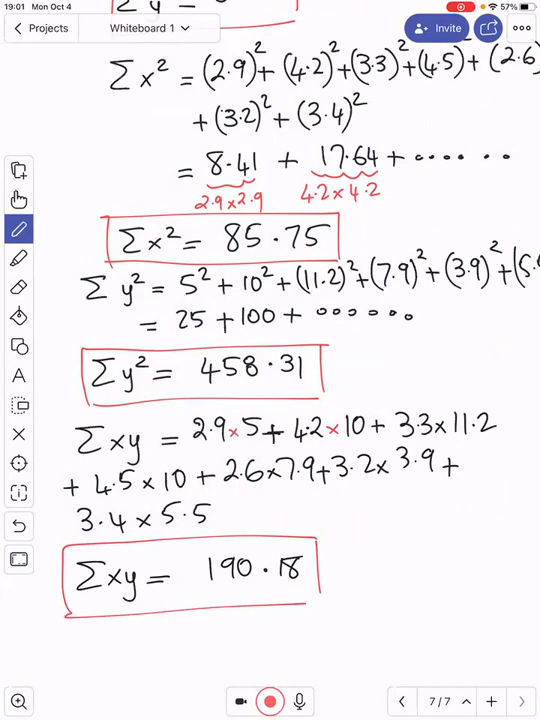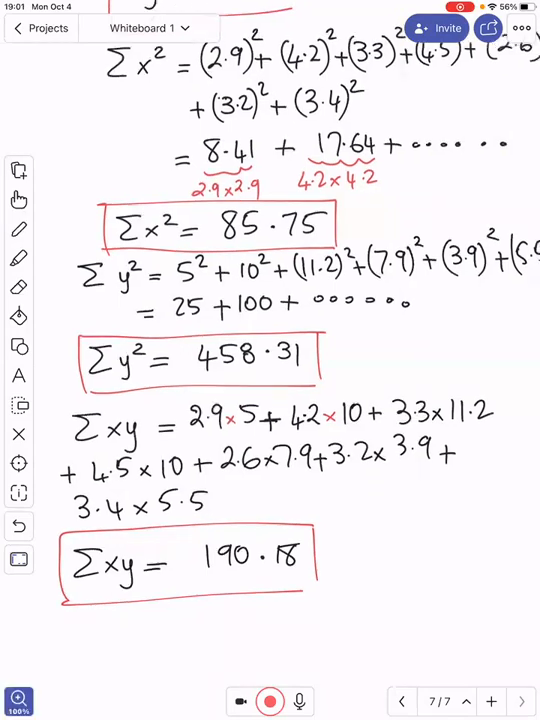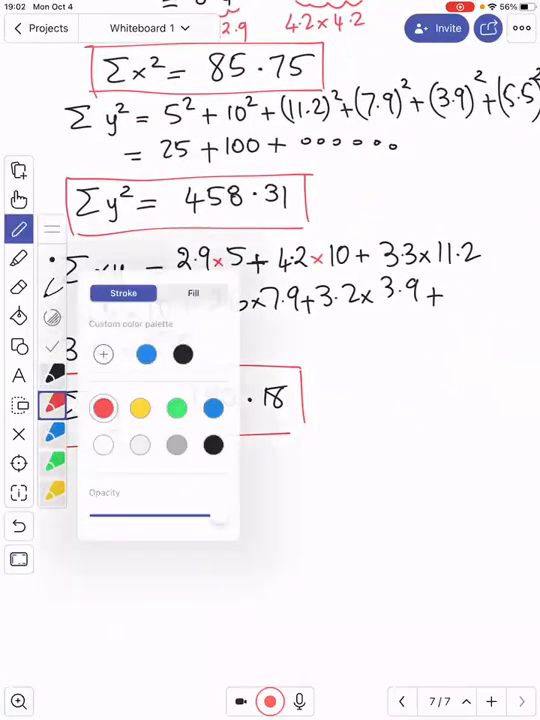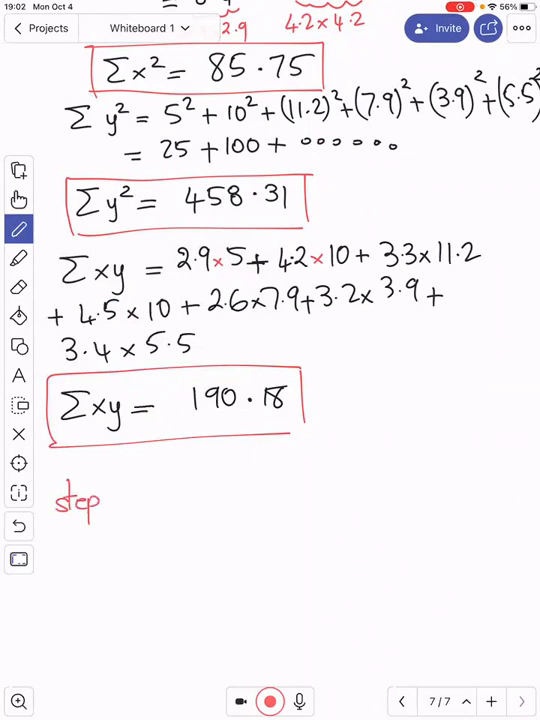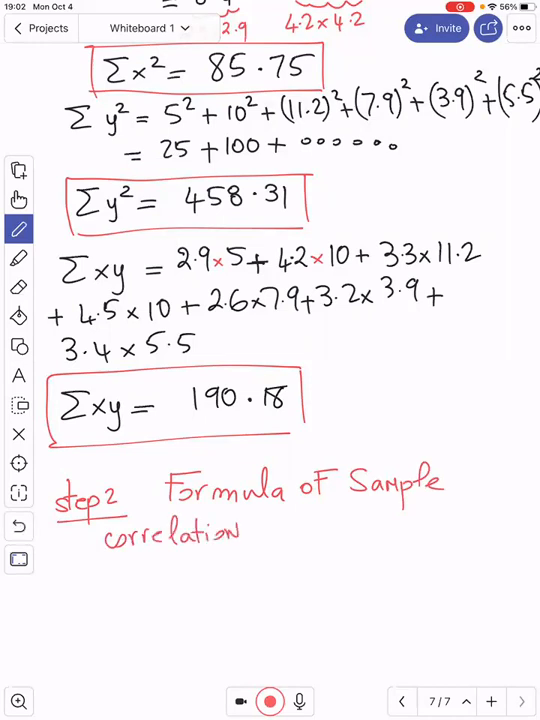All right, guys. So we got the sum of x, sum of y, sum of x squared, sum of y squared, sum of the x times y. Now we can compute our sample correlation coefficient. So in step number 2, once you are done with this, guys, here's the formula for R, the sample correlation coefficient.